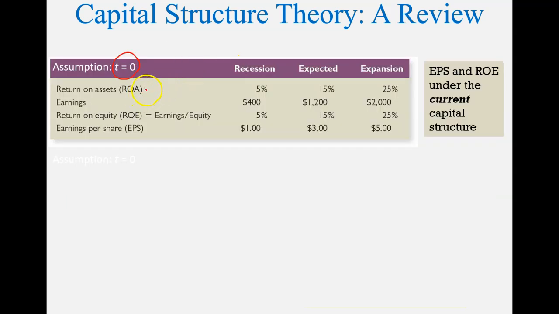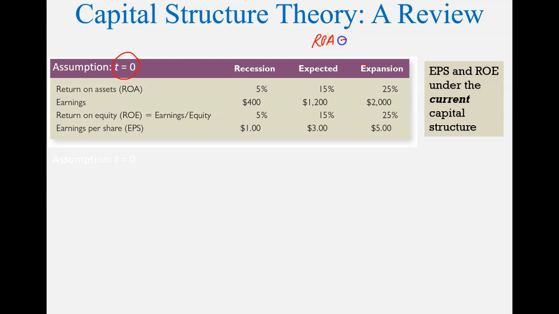Right now, as we are an all equity firm, next year we could be going into a recession, or we can expect some normal state of the economy, or next year we could be experiencing some expansion. If a recession happens, then the return on our assets is going to be 5%. The expected is 15%, but if we go into an expansion scenario, then the return on assets will be 25%.